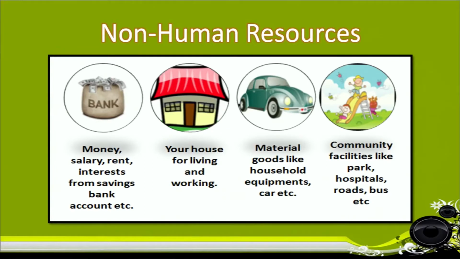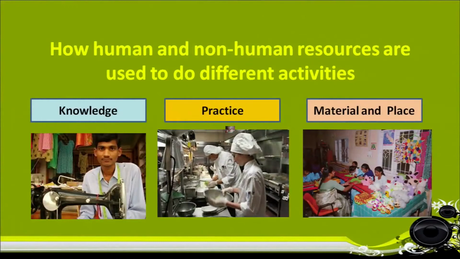Some of the non-human resources can be money, which you get from salary, rent, interest from savings bank accounts, etc. There is another non-human resource which is infrastructure in the form of house for living and working. There are material goods like household equipments, cars, etc. There are community facilities like park, hospitals, roads, bus, etc. Let us understand human and non-human resources, how they are related and how they are used to do the activities.